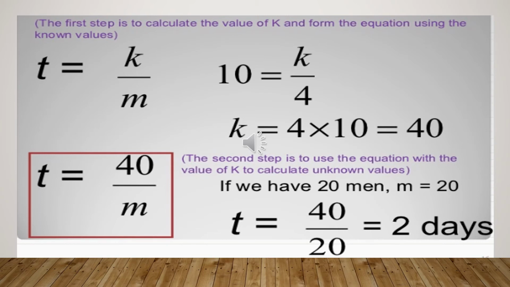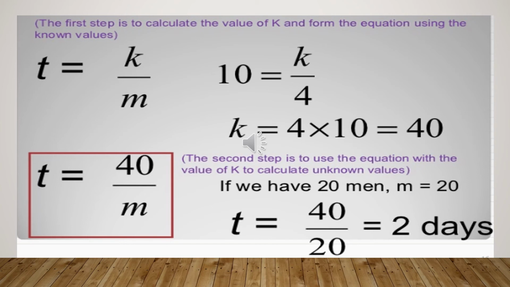You know that t means the time, and the time is already given as 10 days, so 10 is equal to k upon 4. We just have to calculate k, so I'm going to multiply 4 by 10, and I'll get 40. So what will be my equation? My equation will be t is equal to 40 upon m.